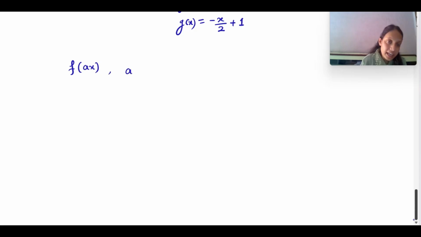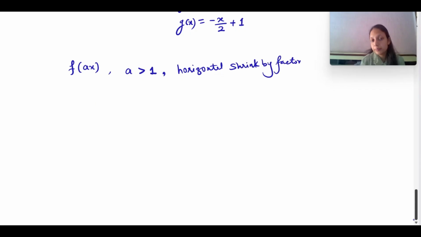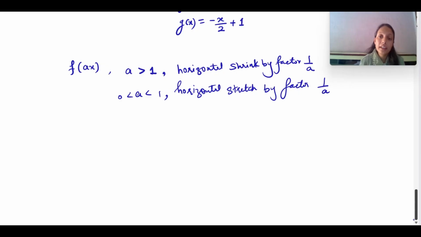If a is greater than 1, it is a horizontal shrink. It is different from the vertical. If it is greater than 1, it is a horizontal shrink by factor 1 over a. If a is in between 0 and 1, then I will say it's a horizontal stretch by factor 1 by a. Again, done.